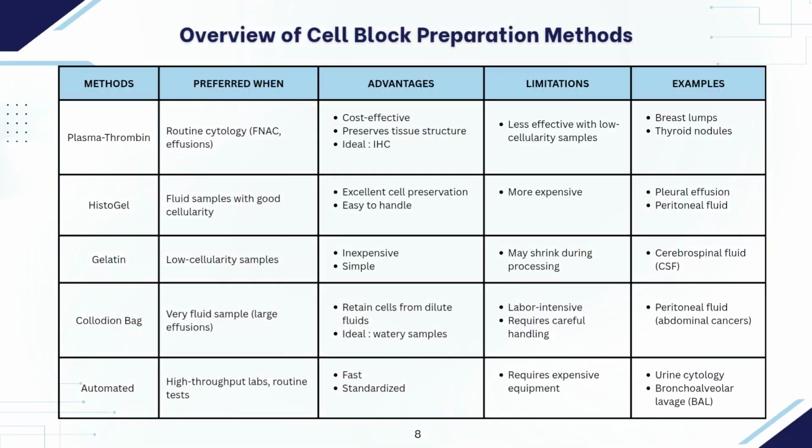Last but not least, automated methods are used in high-volume labs for fast, consistent results. They are perfect for labs with many samples, but they require expensive equipment. During cytology or bronchoalveolar lavage, samples are often processed using automated systems in high-volume labs.